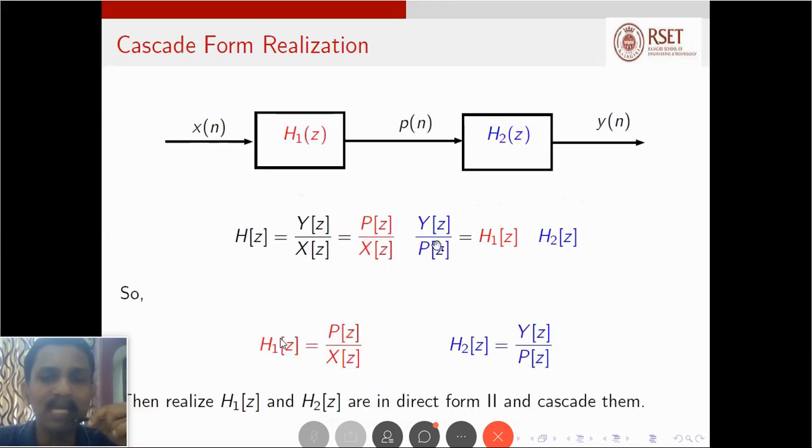In the case of cascade form realization, if you are able to split the transfer function into two different terms like this, H1(z) into H2(z), then implement H1(z) and H2(z) in direct form 2, and cascade them. That is the idea behind the cascade form realization. If you are able to write Y(z)/X(z) like this, P(z)/X(z) into Y(z)/P(z), where H1(z) is equal to P(z)/X(z) and H2(z) is equal to Y(z)/P(z), obtain the direct form 2 realization of H1(z) and H2(z), and then cascade them.